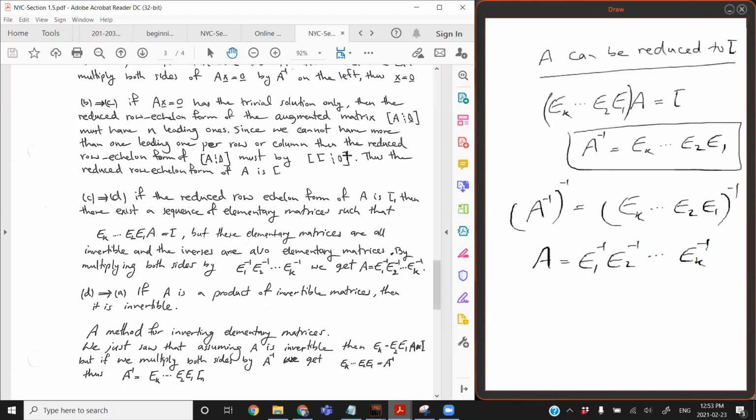So that, and we also established that each elementary matrix is invertible, and the inverse of that elementary matrix is an elementary matrix. So this is an elementary matrix. This one is also an elementary matrix. The last one is also an elementary matrix. So I was able to write A as a product of elementary matrices. So that way, from C, I get D.